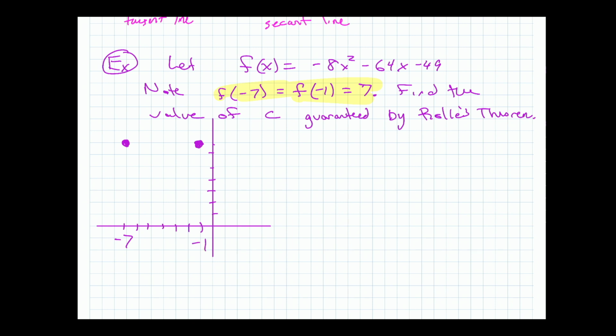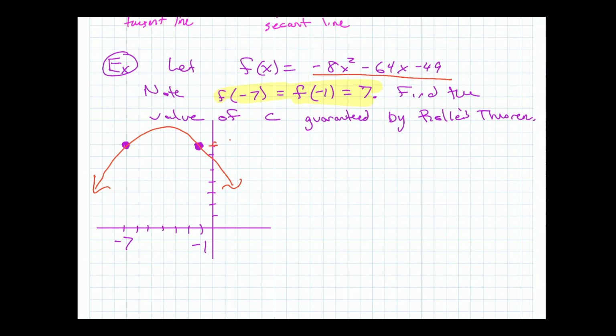Right? And the idea is whatever the curve does, it's going to have to go through those two points. Now I drew it like an upside down parabola because that's what it looks like to me, but it didn't matter what it looked like. The point is that if you've got it going through these two points at the same y level, the y level of 7, then there's got to be somewhere in here where the derivative is 0. That's what Rolle's theorem says, and that's the c that we're looking for.